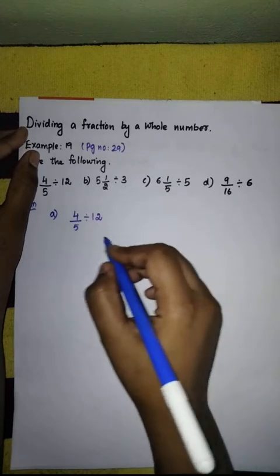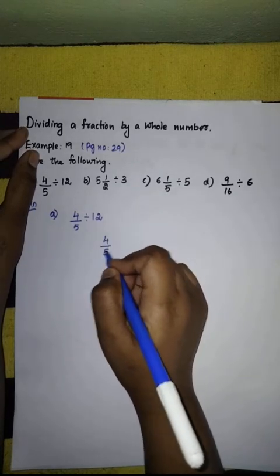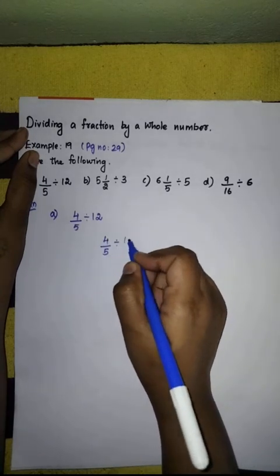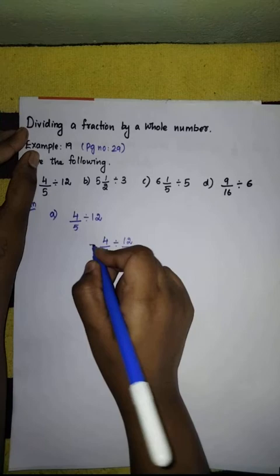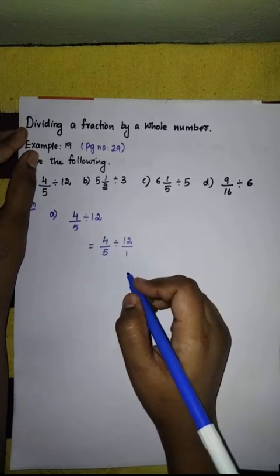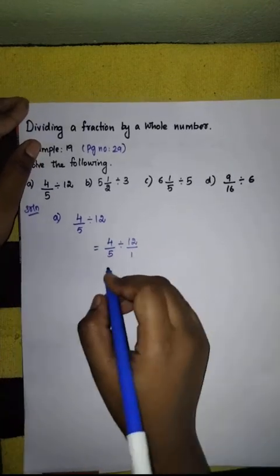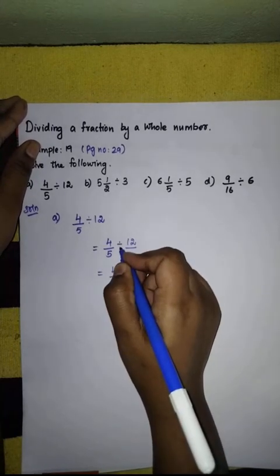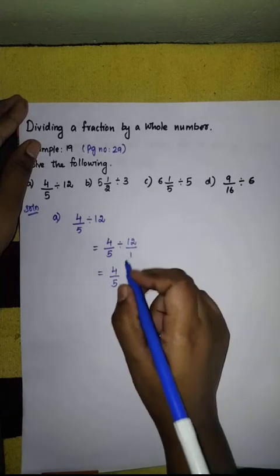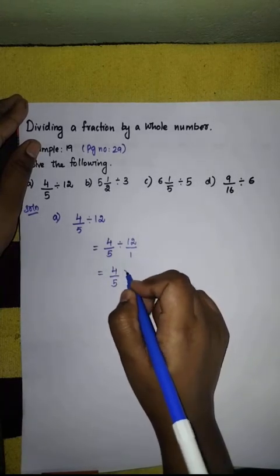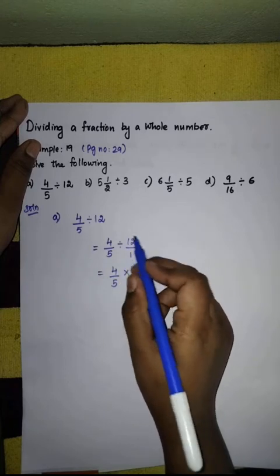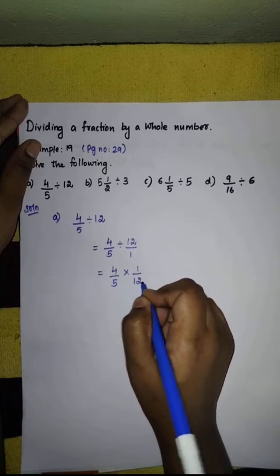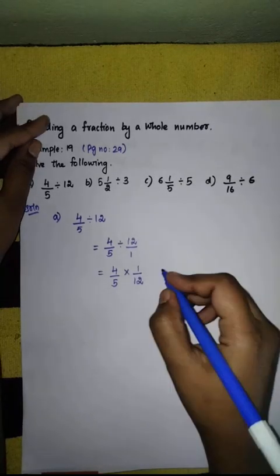So first write the question: 4 by 5 divided by, write the whole number in the form of a fraction. If there is no denominator, you put 1. So it is 4 by 5 divided by 12 by 1. Now do the division. The division sign changes to a multiplication sign. Then take the reciprocal of the second fraction. So 12 by 1 changes to 1 by 12.